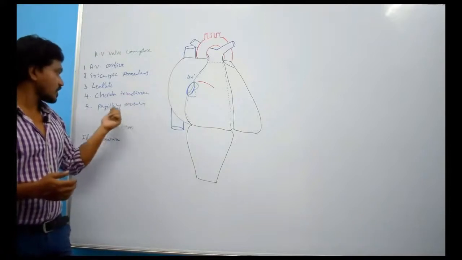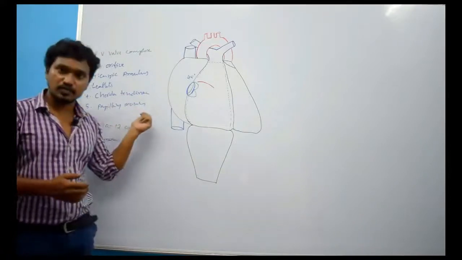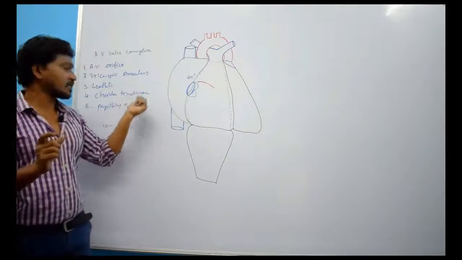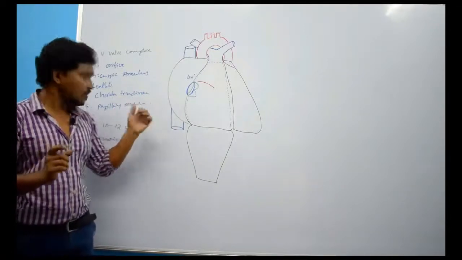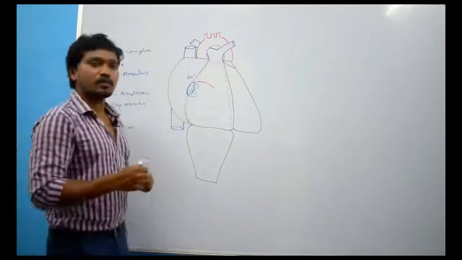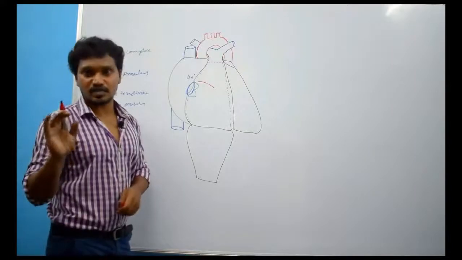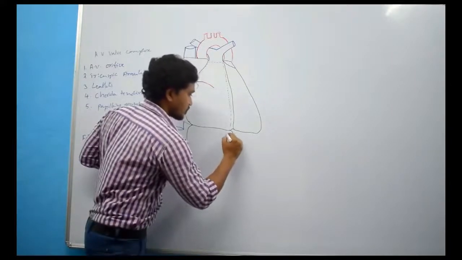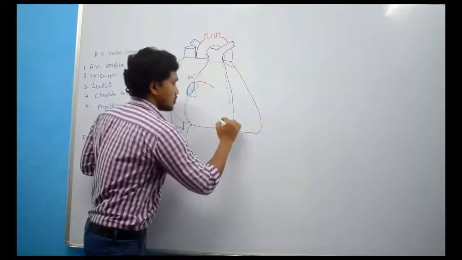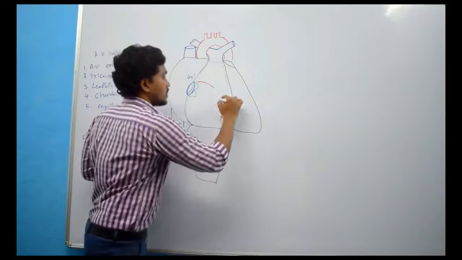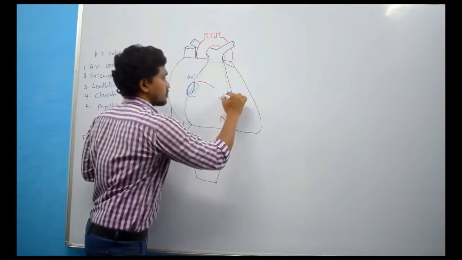Before chorda tendineae, we will discuss papillary muscles, so that we get an idea how these chorda tendineae are attached. Clear? First, there will be 3 papillary muscles on the right side. One is the anterior papillary muscle. This is the anterior papillary muscle. This is the posterior papillary muscle, and here the septal papillary muscles.